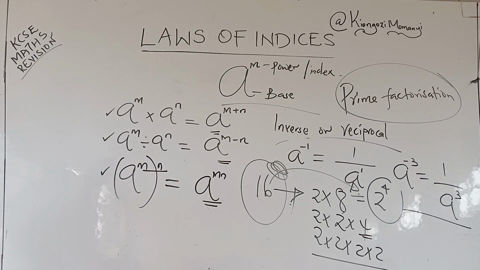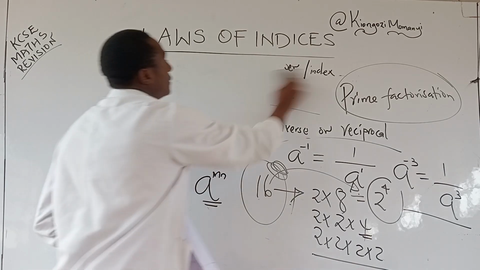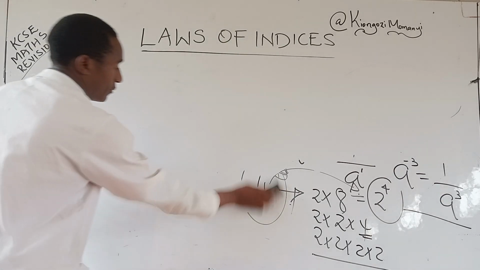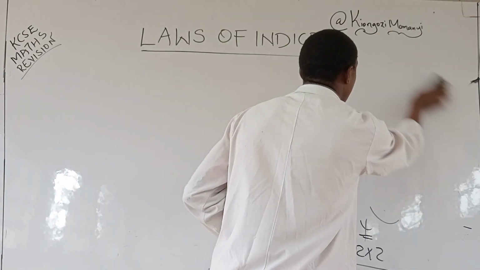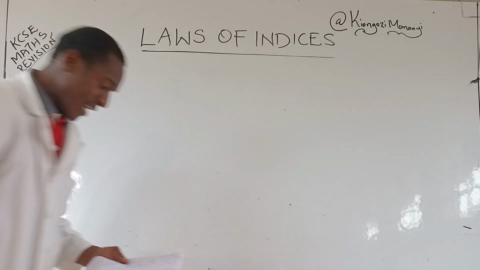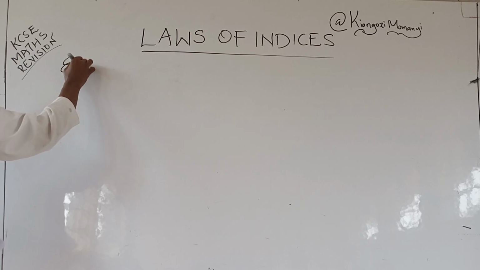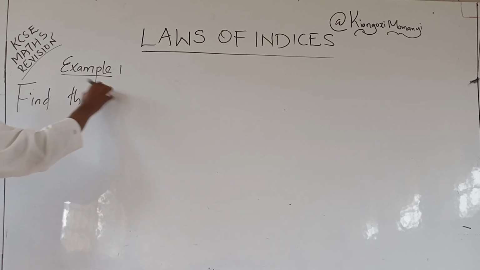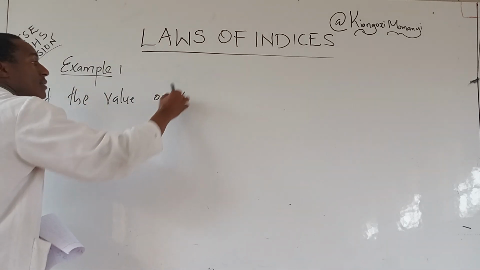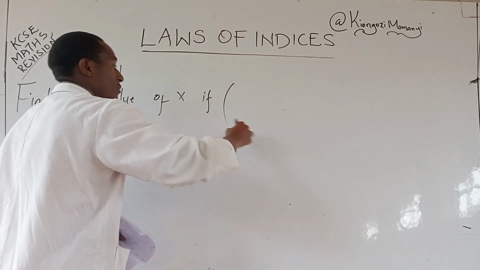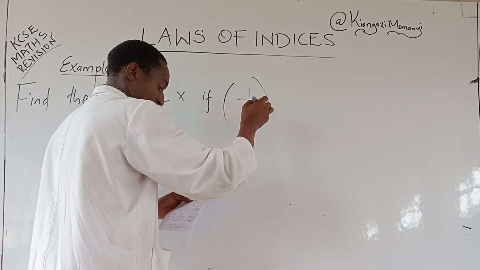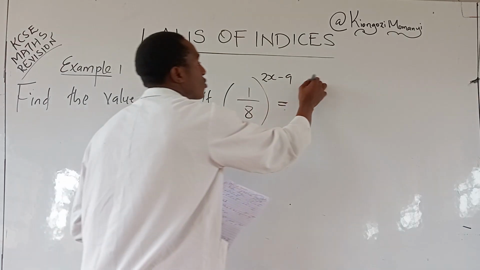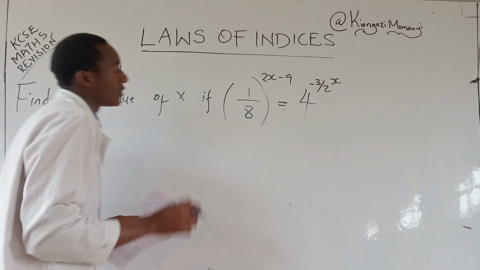Example 1. Find the value of x if (1 over 8) raised to 2x minus 9 is equal to 4 raised to -3 over 2x. Solution.